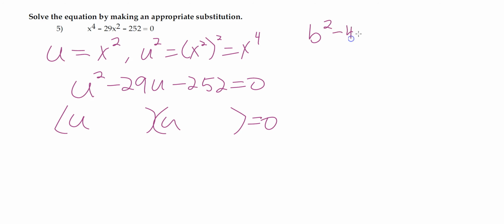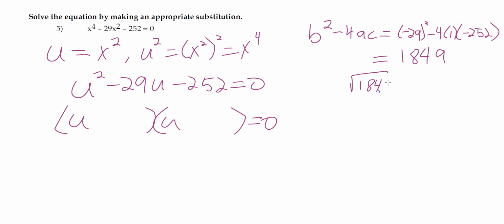So let me work out the b squared minus 4ac first. That would be b squared minus 4 times 1 times negative 252. This gives us, on our calculator, 1849. And the square root of 1849, in fact, works out to be 43. This is good news. This means it factors. If that square root works out nicely, it factors. So u equals opposite b would be 29 plus or minus the square root of 1849, which is 43, all over 2a, which is just 2.